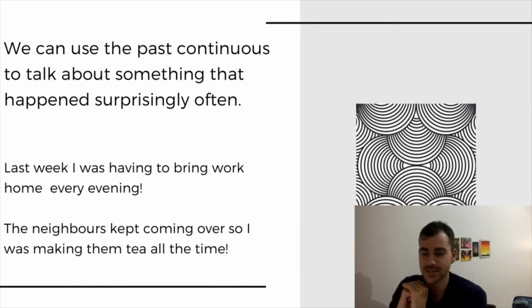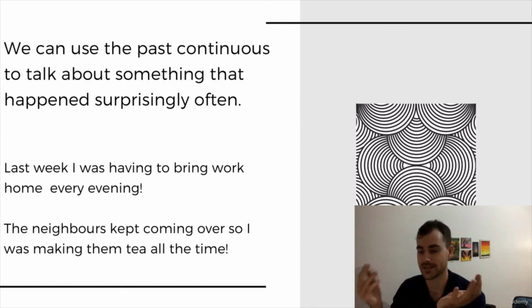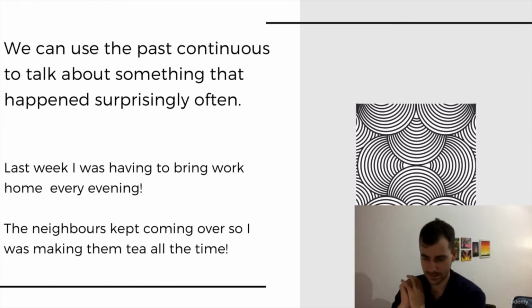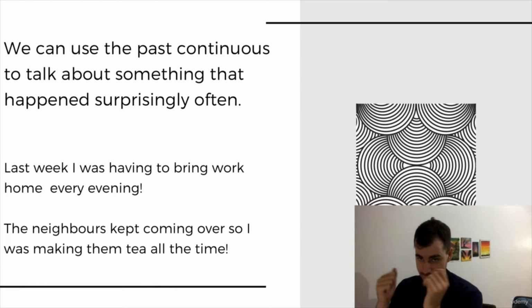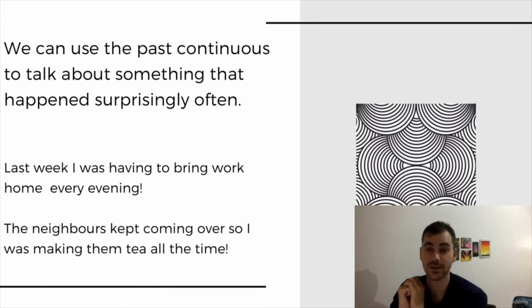We can use the past continuous to talk about something that happened surprisingly often. Last week, I was having to bring work home every evening. This was a surprise. It was unexpected. The neighbors kept coming over, so I was making them tea all the time. It was a surprise that the neighbors kept coming over.